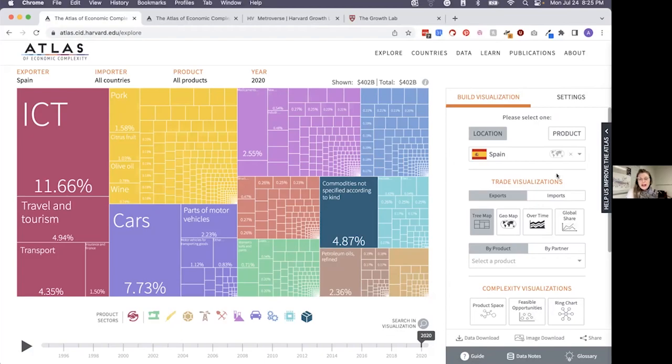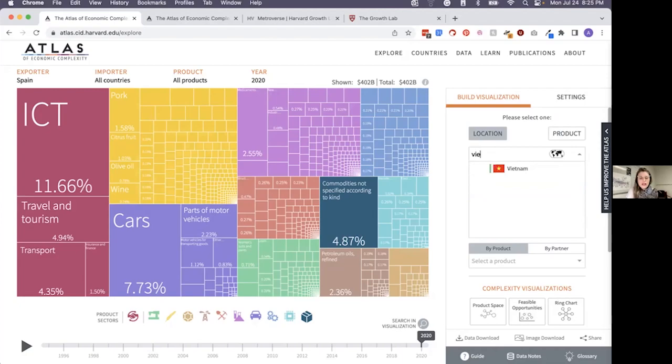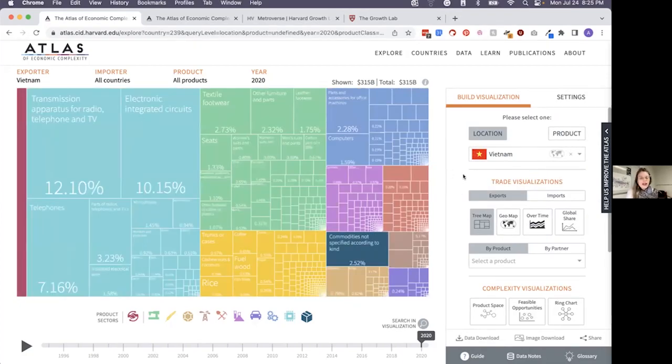When you get to the Atlas, one of the first things to orient yourself around in the Explore section is this idea that you can start your journey with either picking a location or a product. So we're going to start with location today. That's usually the most popular way to start. And so I can pick a country like Vietnam. And right away, what I start to get a sense of are those capabilities in the country of Vietnam.